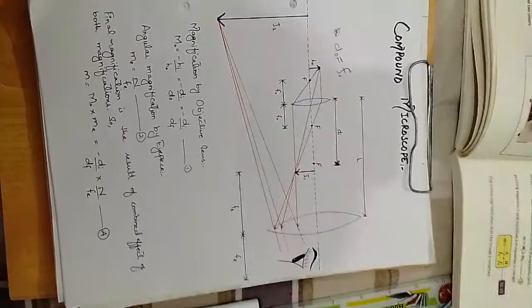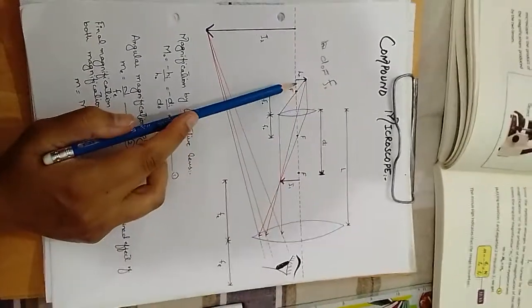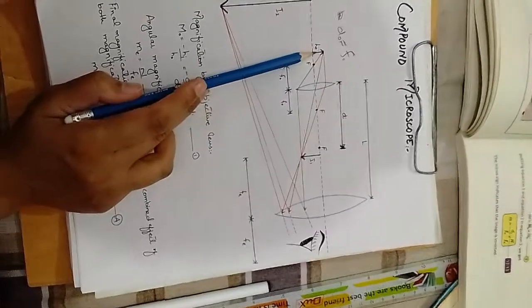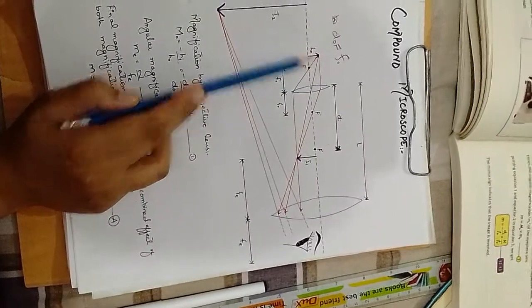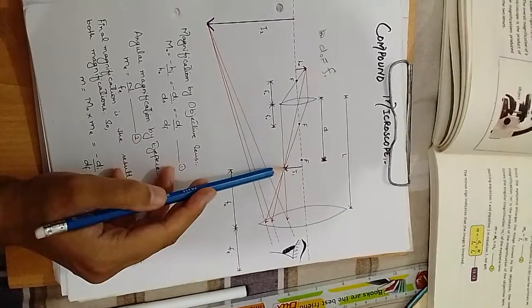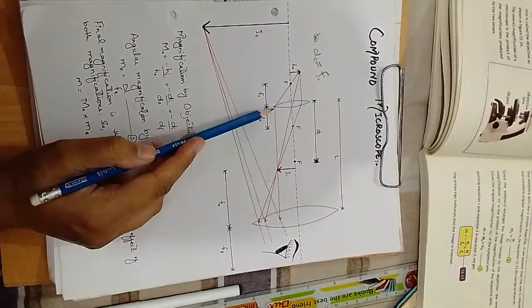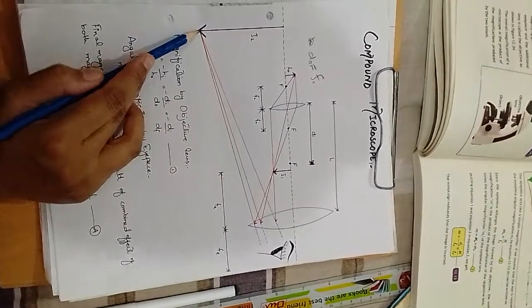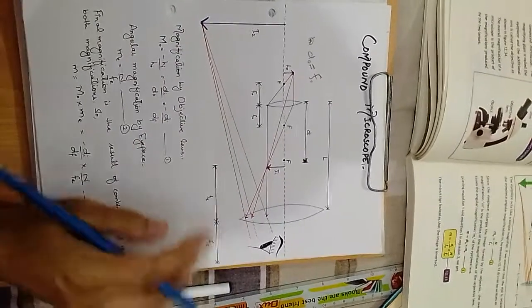You can see here, by using two kinds of lenses and one object, we have obtained two images at the same time: one image here due to the objective lens, and one image right over here due to the eyepiece.